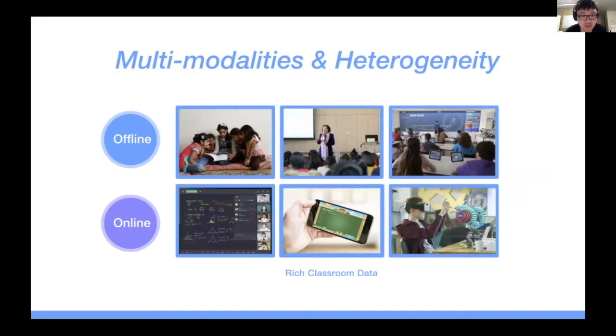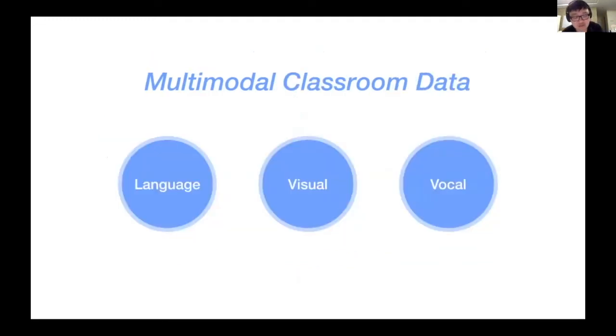The second challenge is multimodalities. As Rose mentioned earlier, we have different types of classroom nowadays. We have offline classrooms and online classrooms. Even for the offline classroom, we have different types, and the same for the online class. We have one-on-one online classes, and we also have very large online classes. They all become popular nowadays. And those different types of classroom give us multimodal classroom data.